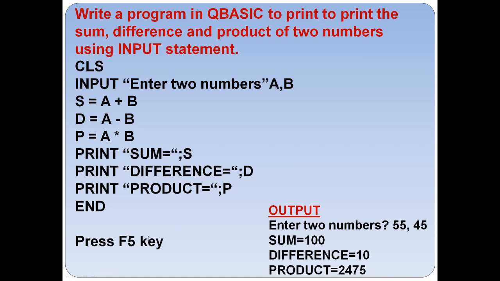When we press the F5 key, this screen will come. Then it will ask enter two numbers, then a question mark. You can write any two numbers. I have written 55 and 45. You can write any numbers here. Then the sum will come 100 after adding these two numbers, then the difference after subtracting these two numbers, then the product after multiplication of these two numbers. The result will be this.